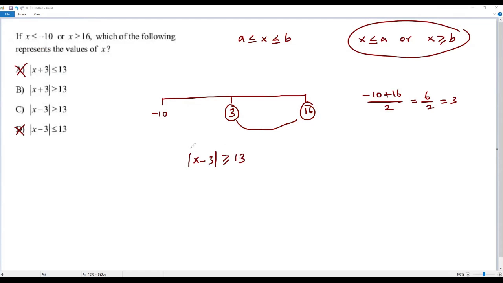Here I got the absolute value inequality which represents the given compound inequality. We find this absolute value inequality, that is, the absolute value of x minus 3 greater than or equal to 13, in answer choice C. So we can reject answer choice B. The correct answer choice for this question is C.